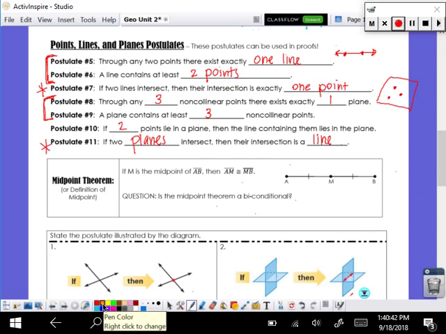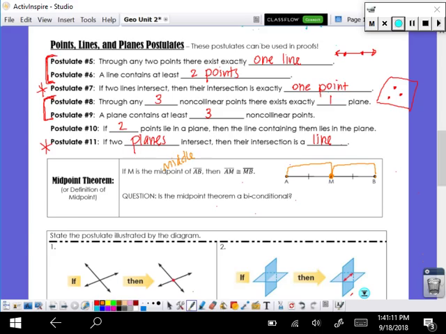Here's just a little debriefing about the midpoint theorem. So we have, if M is the midpoint of AB, then AM is congruent to MB. So that is a true statement. If we're told that M is in the middle of AB, midpoint means middle, right? Then we know that it's cutting this segment into 2 equal pieces. So from A to M and from M to B, those are going to be congruent.